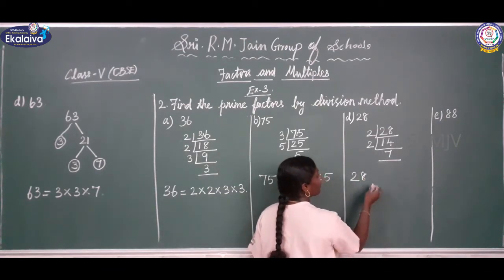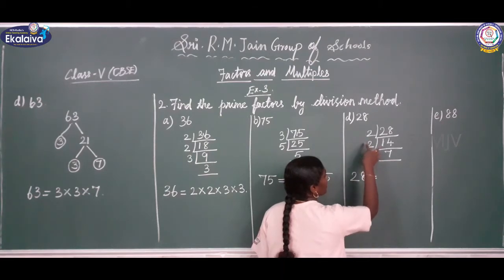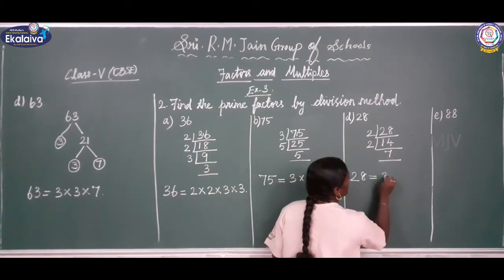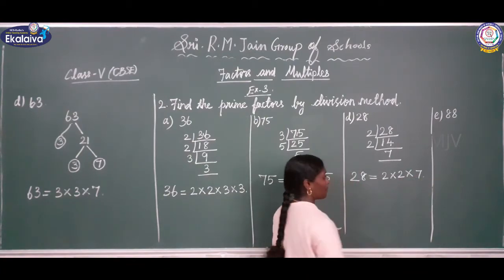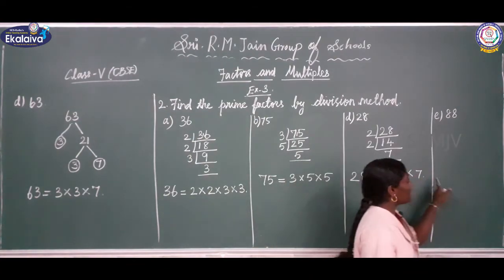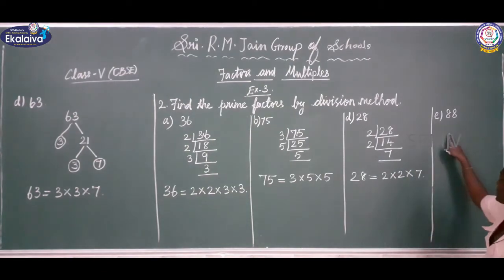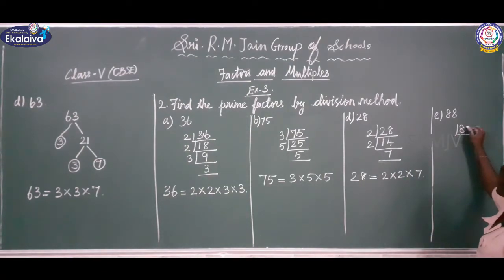So the prime factorization of 28 is equal to, we have to write all the prime numbers in product, 2 into 2 into 7. Is it clear, children? Then the next number is 88. Here 88 is an even number, so 2 is the smallest prime factor. Here in 8, 4 times. So the quotient is 44.